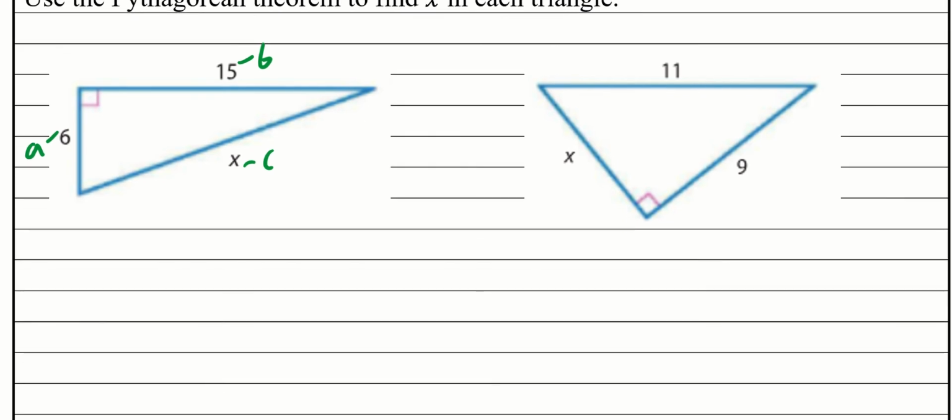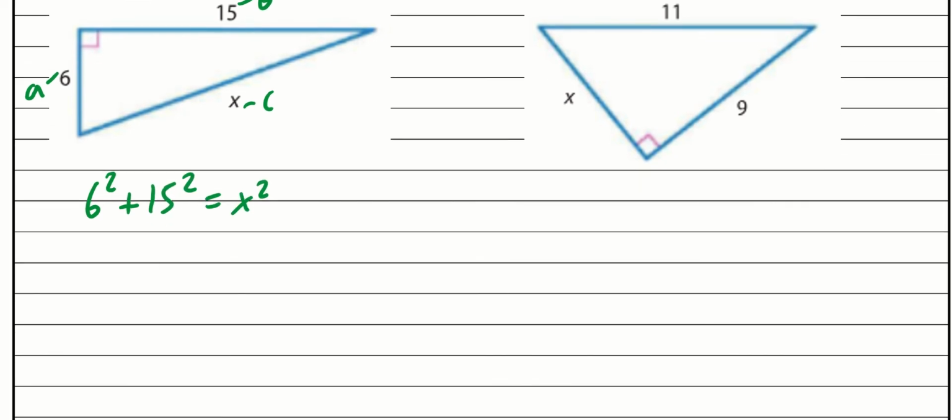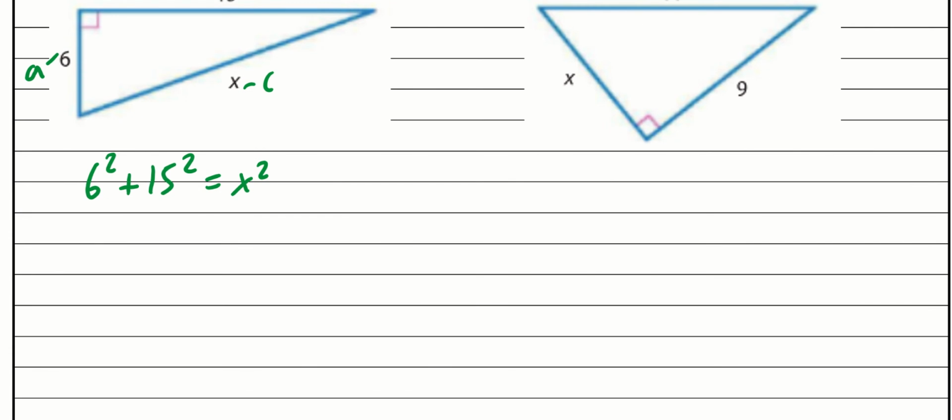And now that I have this, I can go ahead and just plug this into my equation. So again, it's a squared plus b squared. So 6 squared plus 15 squared equals x squared. Okay, using this to solve for different lengths. Now we can go ahead and simplify this here. So 6 squared. Remember, squaring is just multiplying a number by itself. So 6 times 6 is 36 plus 15 squared. If we didn't know this, we could just type this into our calculator. But that is 225, and then equals x squared.